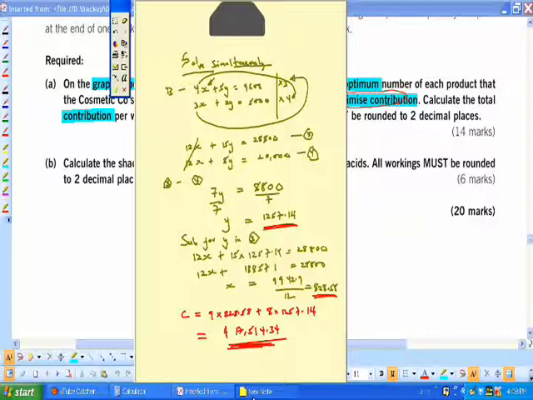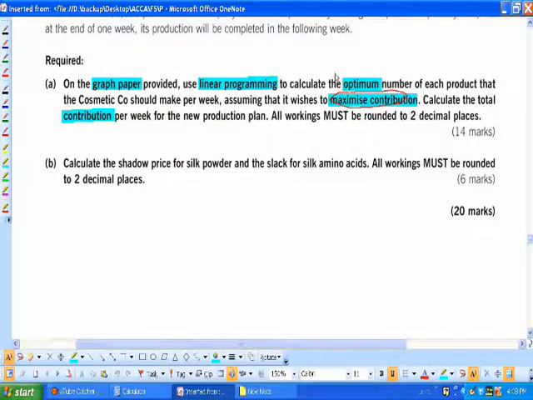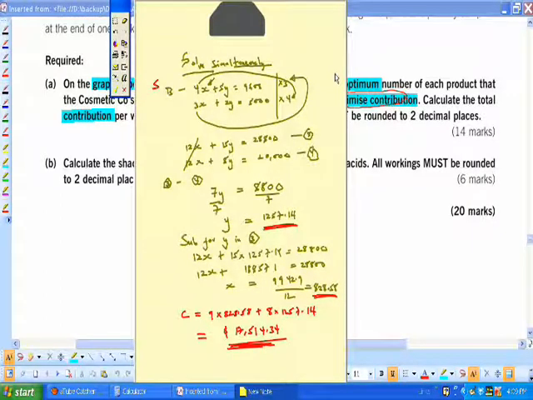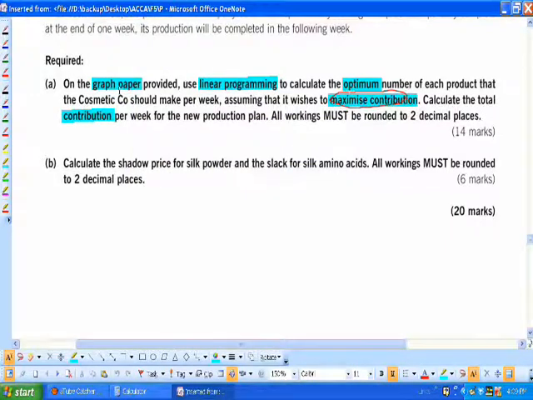So what we're going to do right now is to do part B. Now let's quickly go through part B. We're trying to find something called a shadow price, and then we're also trying to find something called slack. So let's see what these actually mean. So what is shadow price? What is a shadow?